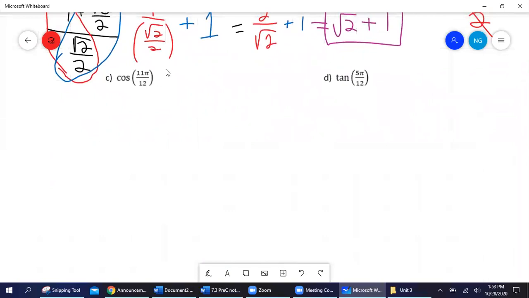For letters C and D, these are in radians. So you have two choices. You can convert them to degrees or leave them in radians, whatever you want to do. On the first one, I'm going to leave it in radians just so we can see how that works.